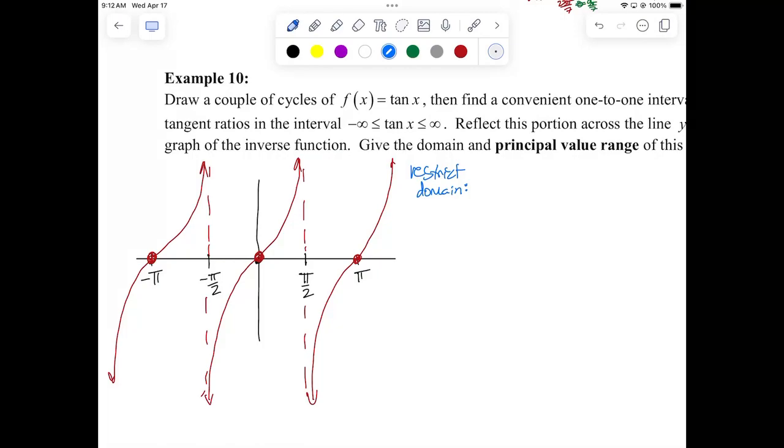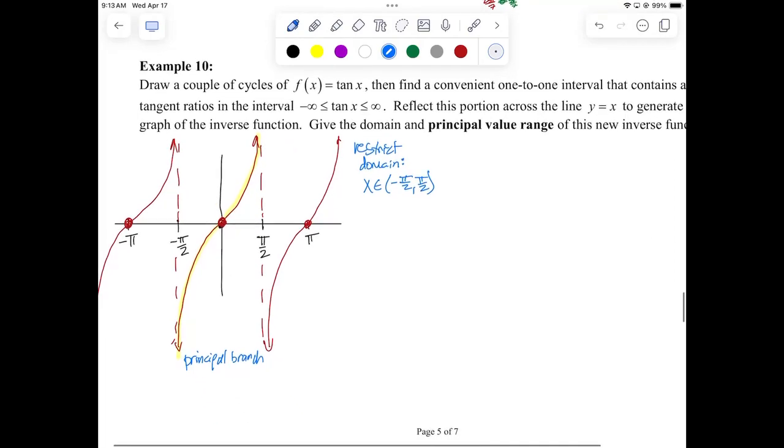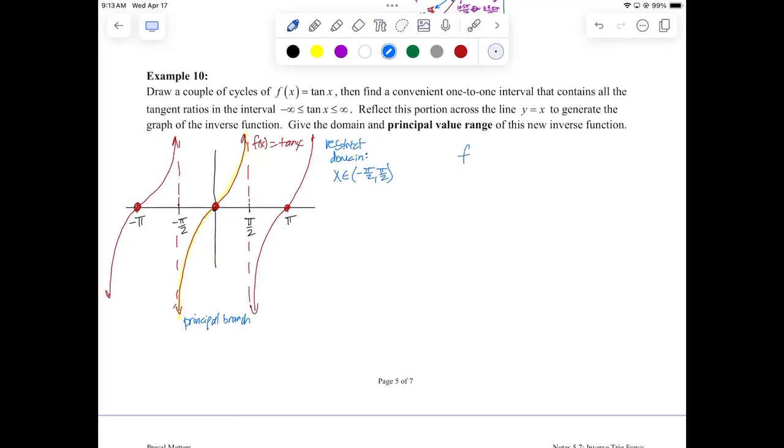Negative pi halves to pi halves. I like that. Now, we have to use parentheses around negative pi halves and pi halves, don't we? Because they are not part of the domain. So, yeah, you're right. If you just look at this principal branch, remember back in the day, we called this the principal branch? It's the main branch. You could use that main branch and the main branch only. And if you reflect that graph across the line y equals x, let's go ahead and label this one as f of x equals tangent of x. If you reflect that across the line y equals x, you get the new function f of x equals either inverse tangent of x, or we use the same notation arc tangent of x.